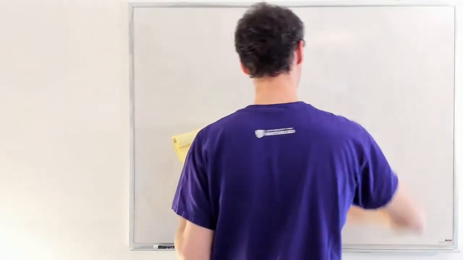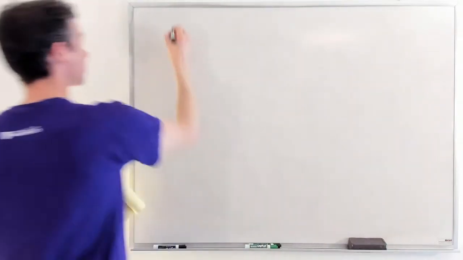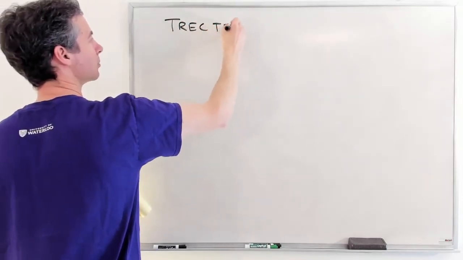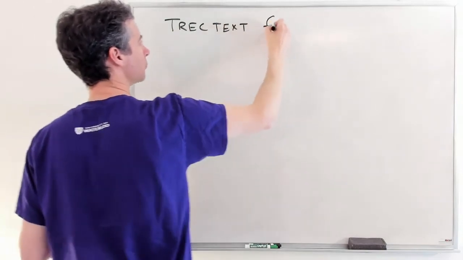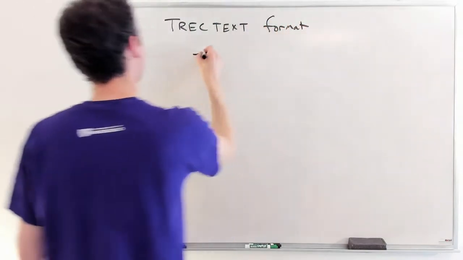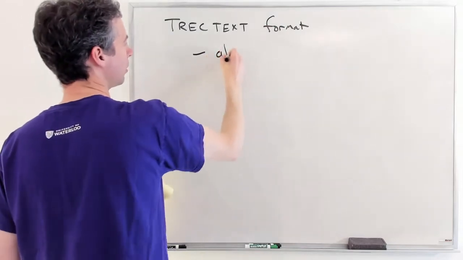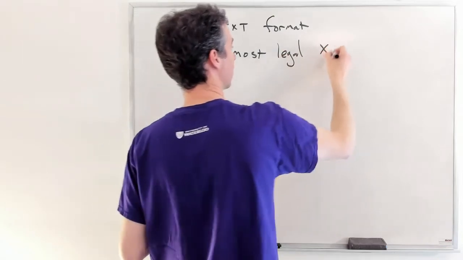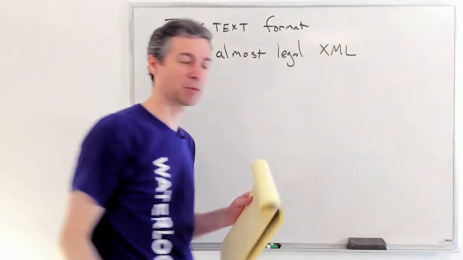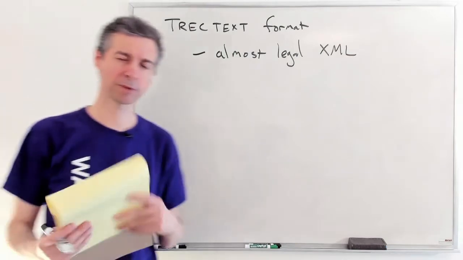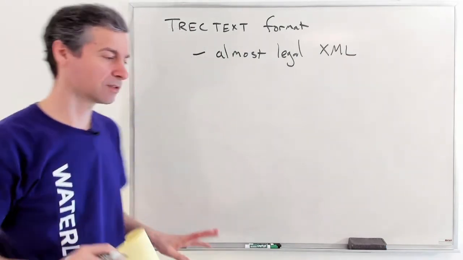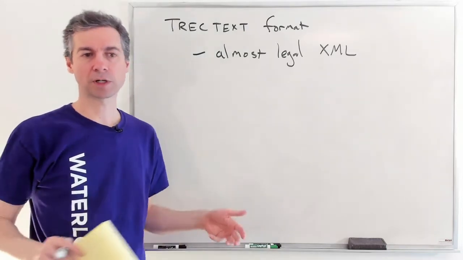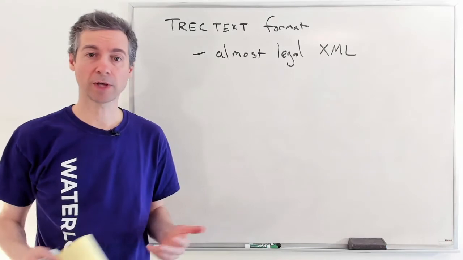All right, so let's talk about the format of this file. This is what we call text format. Now, it's almost legal XML. Once upon a time, you might say, oh, XML, that's nice. Now people go, why, oh, XML? In fact, it was based upon SGML. This was a markup language prior to HTML, the hypertext markup language.